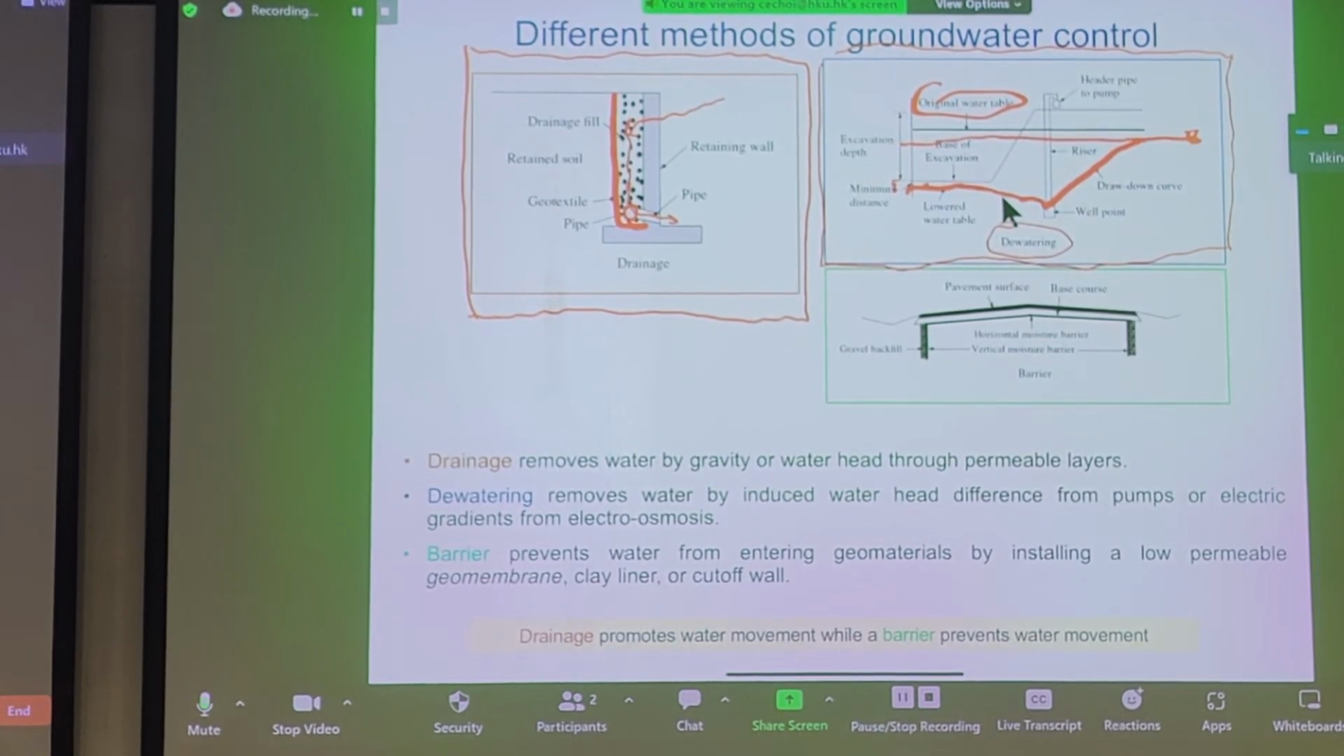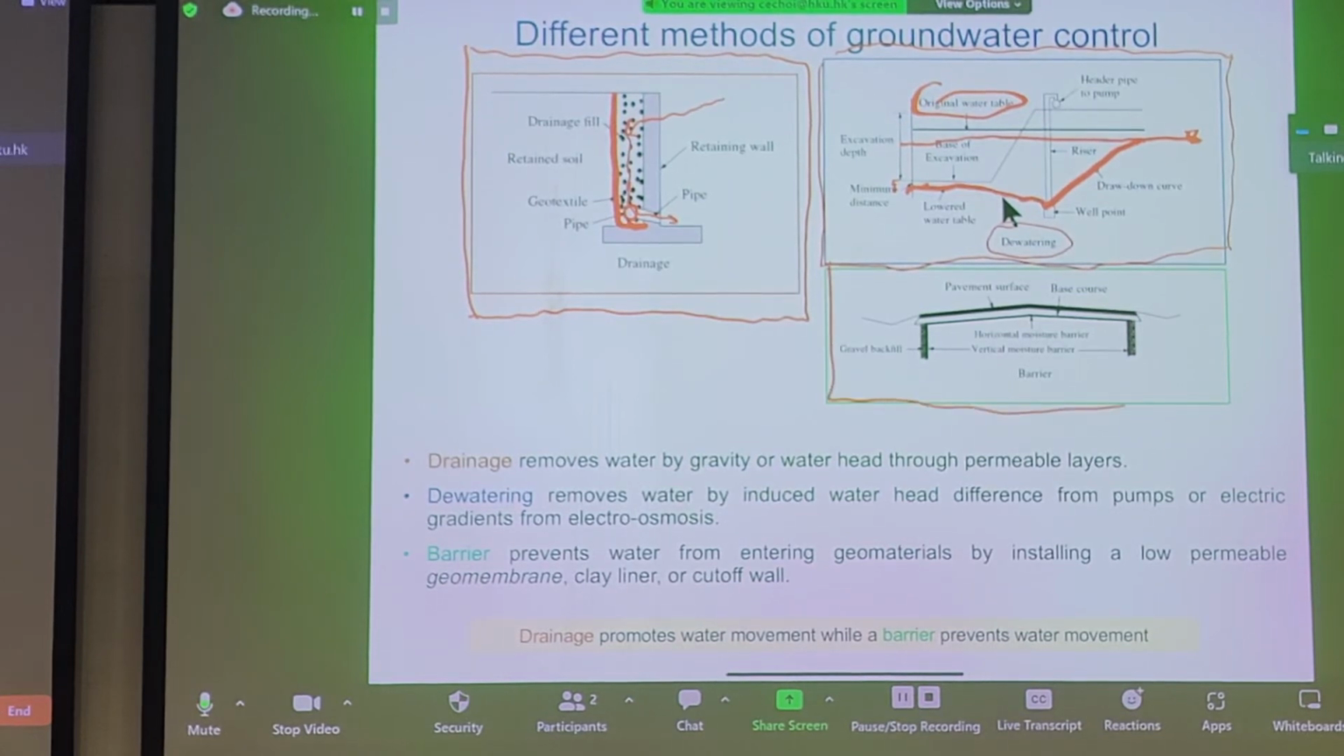dewatering is another means of reducing the water. And often we can reduce the water table so we can do other types of ground improvement, such as chemical replacement, over excavation. If we don't dewater, sometimes we can't do it because we're constantly fighting with the recharge of water.